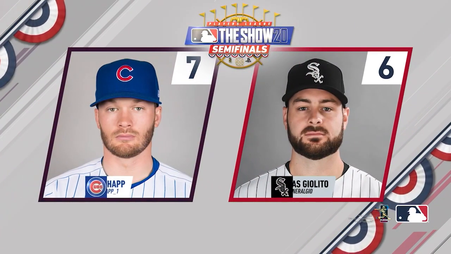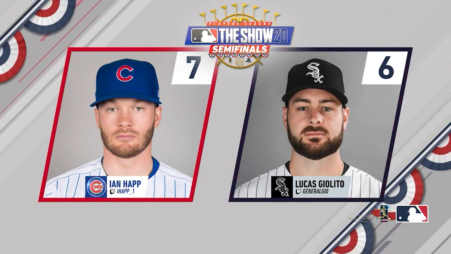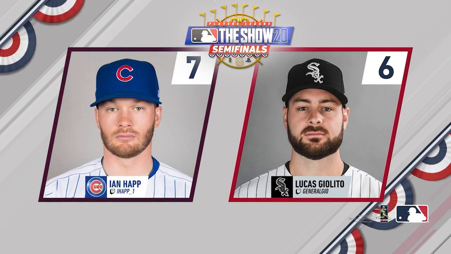That brings us here. Lucas Giolito of the Chicago White Sox, the sixth seed, taking on Ian Happ of the Chicago Cubs, the seventh seed. It's a Chicago series like no other. Let's get you the rules. Three inning games, live series rosters. Our semifinal round is a best of three. From there, the championship series is a best of five.